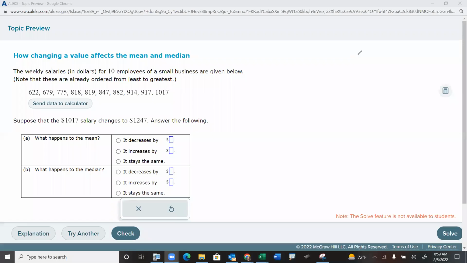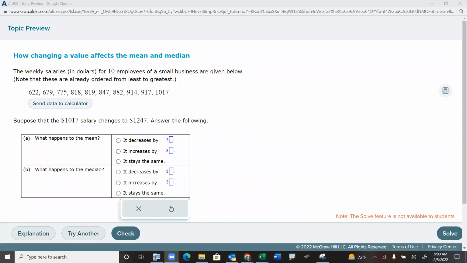Okay, now on this one, we're going to talk about something I was alluding to before when I said, what about the outliers. So the weekly salaries for 10 employees of a small business are given below. Notice they're already listed in order from least to greatest. Oh, that definitely helps. Suppose that the 1017 salary changes to 1247. Answer the following. What happens to the mean? Well, let's find out.